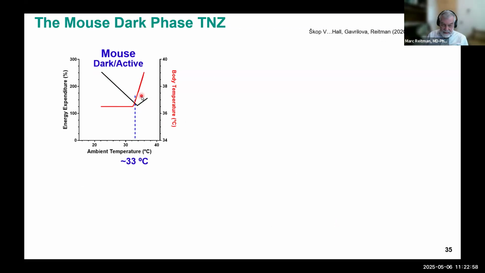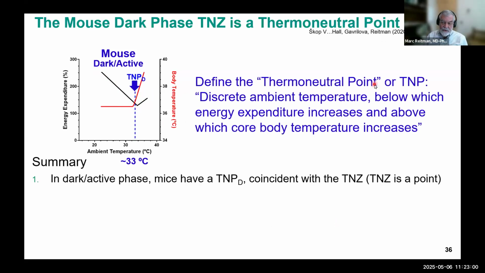So this led us to define something called the thermoneutral point, which we define as the discrete ambient temperature below which energy expenditure increases and above which core body temperature increases. In the dark or active phase, mice have a thermoneutral point of about 33 degrees. And this is their dark phase thermoneutral zone, so the thermoneutral zone is only a point.